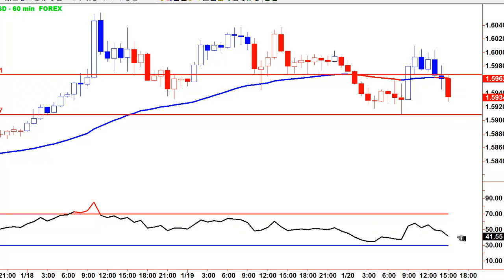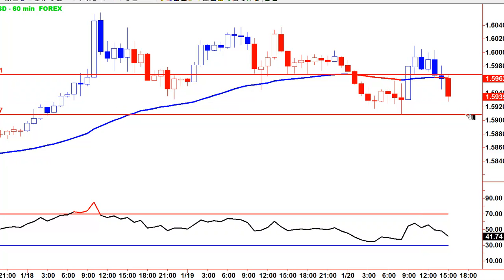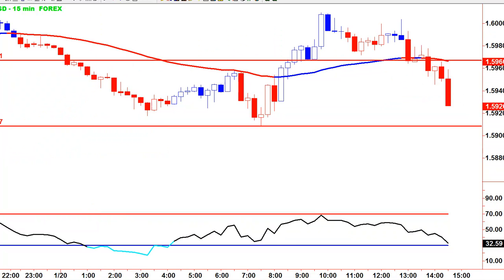RSI still has plenty of scope to the downside. We're not oversold here. There is a lot of support here. You can see we are at 159.30. We are seeing a little bounce just as we fight with this level, but hopefully we'll close below it and get the move down that we're looking for.